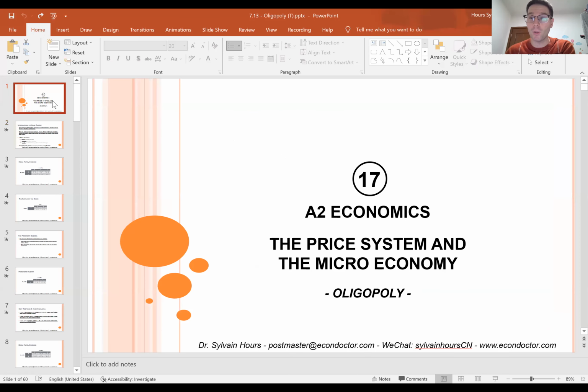Tonight we will talk about oligopoly. This is the third market structure that we need to study in A2. We've already talked about perfect competition and monopoly, which are two market structures that are useful, especially as benchmarks. However, those two market structures are not quite realistic. They are mostly theoretical, especially perfect competition.